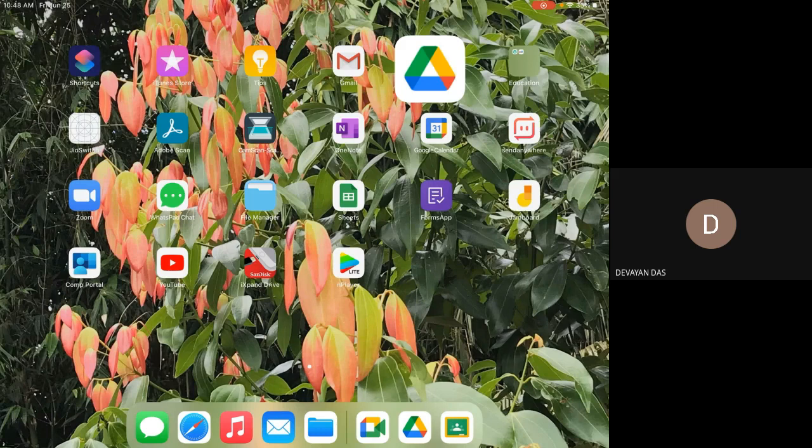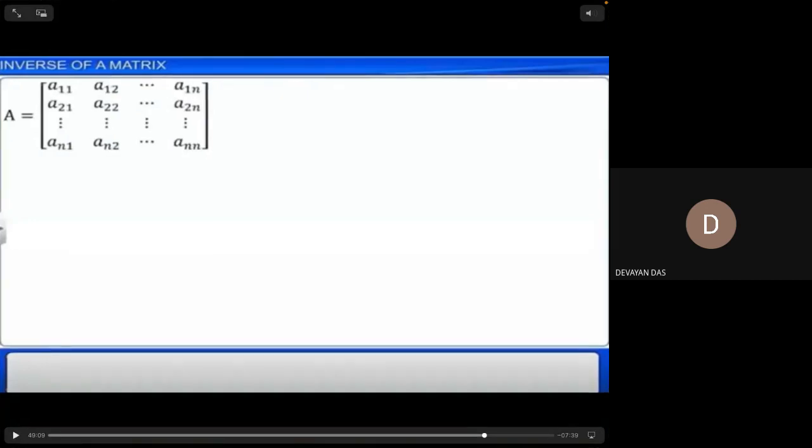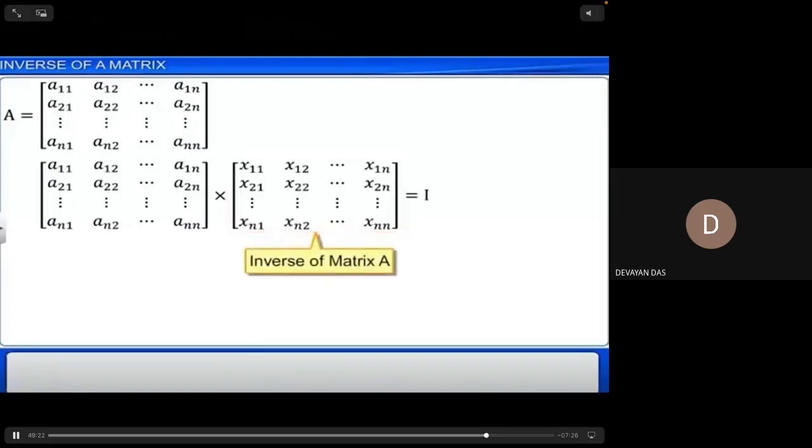So different row operations and column operations. With the help of these row operations and column operations, we are going to find out the inverse of the matrix. So how do we find out the inverse of the matrix? Let us see here. Okay. So when do we say the inverse of the matrix? How do we get the inverse of the matrix?